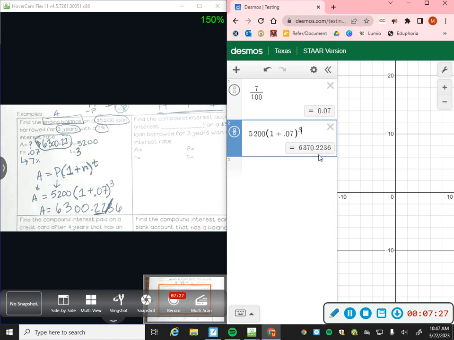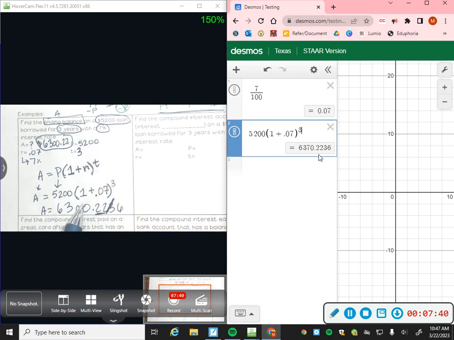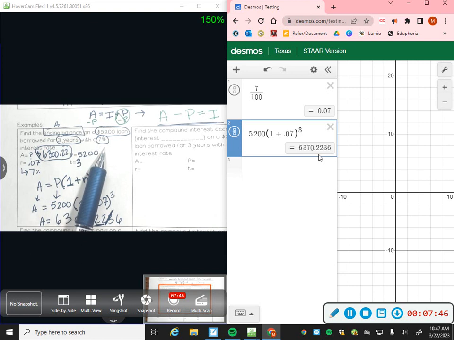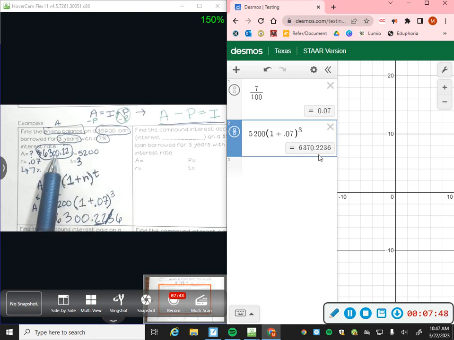Just a recap of what we did, we got 6,300.22 from typing in 5,200 times the sum of 1 and 0.07 to the third power. We got that from the compound interest formula. We're using the compound interest formula today because we're working with compound interest, and I just got all of those numbers from the story.